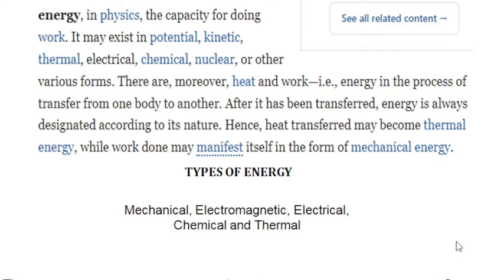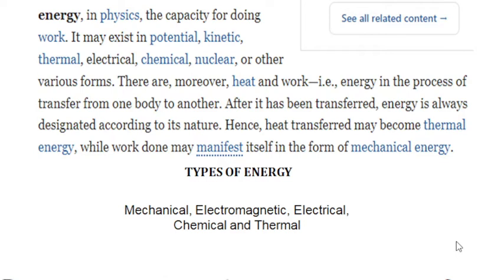Okay, so energy has its various forms. There are, moreover, heat and work, that is, energy in the process of transfer from one body to another. So energy always transfers from one process to another. After it has been transferred, energy is always designated according to its nature. Okay, so we have different types of energy, and simply we can define energy as the capacity of doing work.